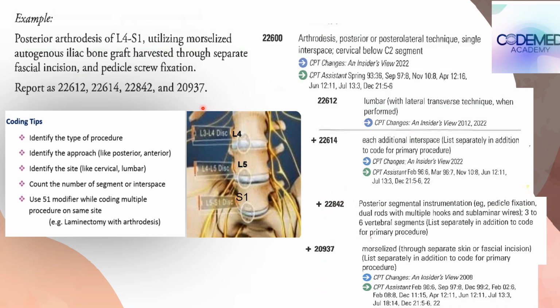Now there is one more code. What is that code? That is 20937. It is a morcellized graft code. And did it happen? Yes, morcellized autogenous iliac bone graft. So we will use that. And you can pay attention, these are the add-on codes. So we will always write the arthrodesis code first, followed by the instrumentation and then the bone graft code. So this is how you code for the arthrodesis patient.